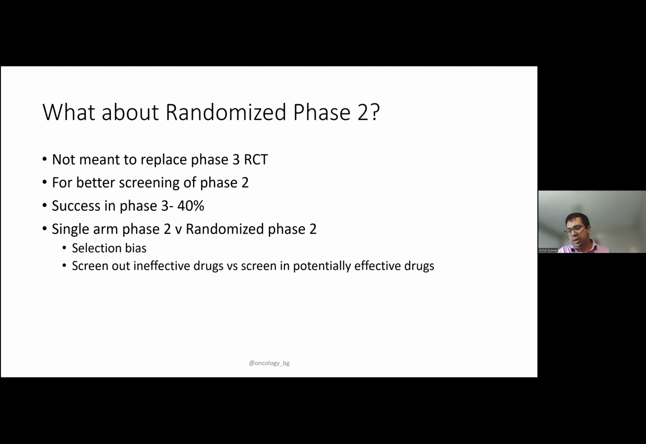Even as of now, 40% of our cancer drug trials fail at phase 3. So we need to improve that percentage. And doing a randomized phase 2 is better than a single arm phase 2 for that purpose. It removes the selection bias that I said happens in single arm trials. You cannot select very fit patients for the drug arm only, because you are randomly allocating patients to the intervention or the control arm. And this will help us to screen out ineffective drugs. The single arm phase 2 is for screening out ineffective drugs, but randomized phase 2 will help us to screen in potentially effective drugs.